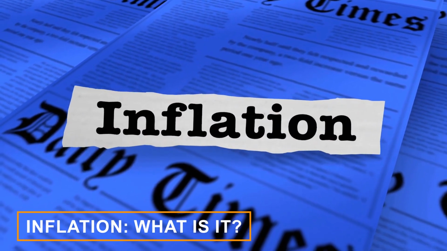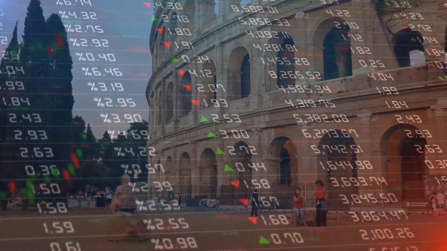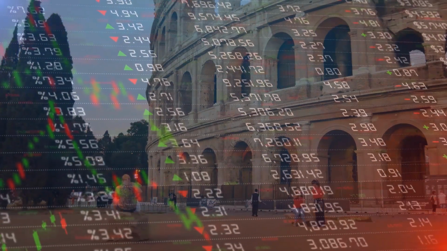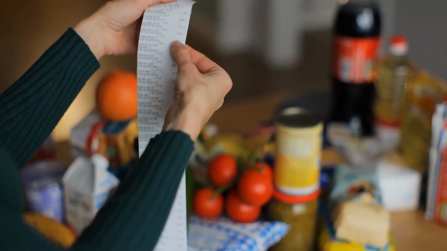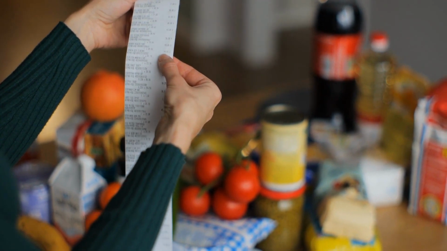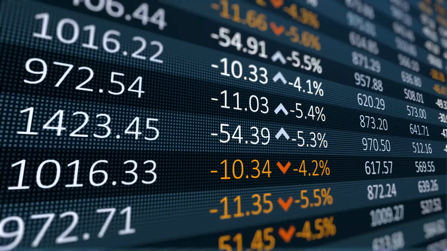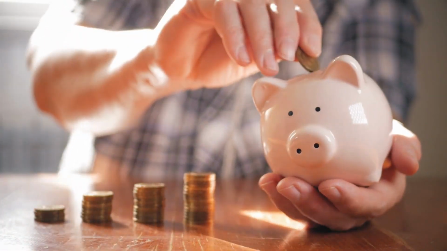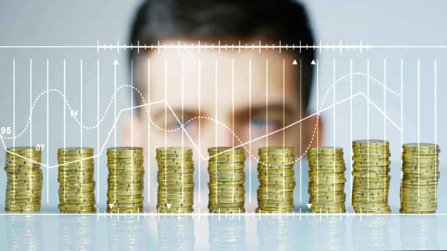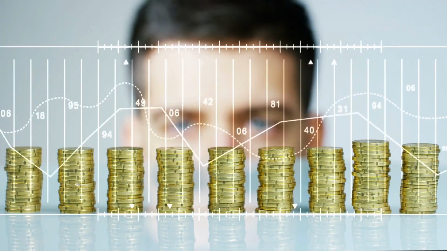Inflation, what is it? Let's first define inflation before getting into the facts of how it destroyed the Roman economy. A prolonged upward trend in the average price of goods and services over a given period is referred to as inflation. It lessens a currency's ability to buy things and lowers the value of savings. Let's analyze inflation in more detail.